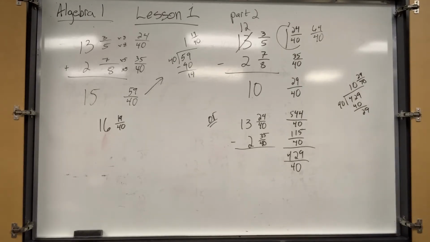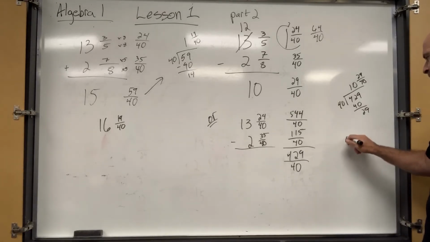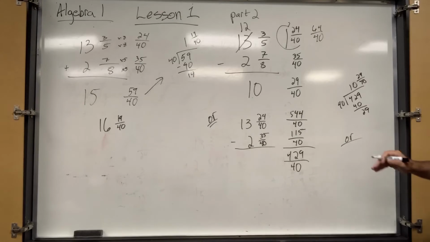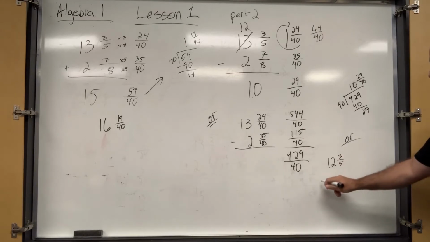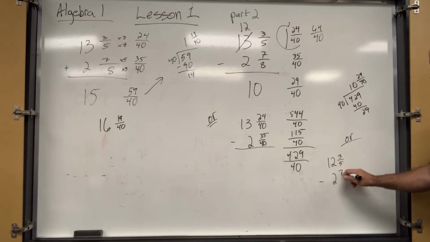Another thing you could do is, this is the third method, and you don't have to do this if you don't want to, but let's start over here. 12 3/5 minus 2 7/8.